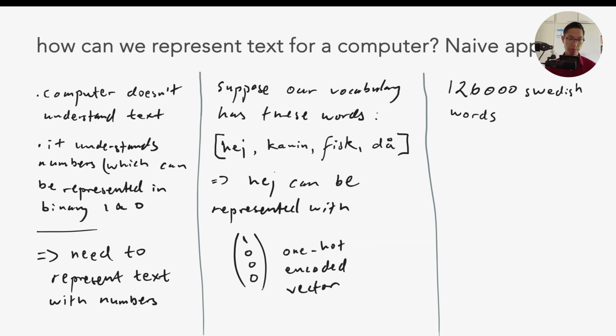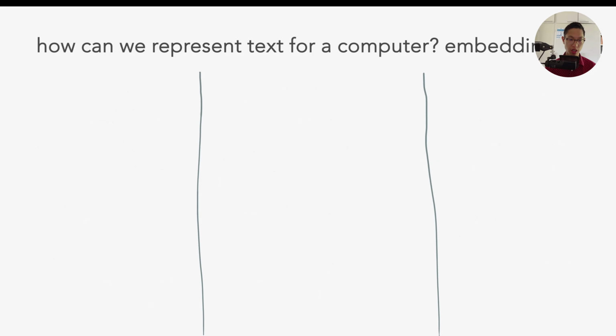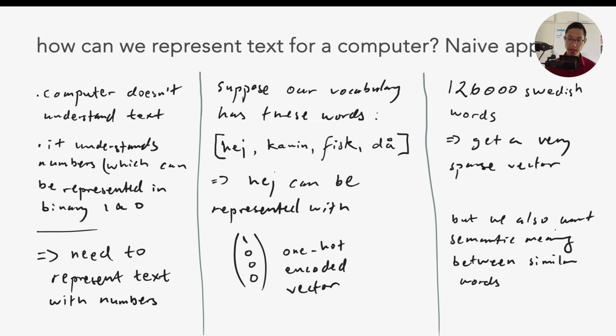Is this a good approach? That is the question. We'll get a very sparse vector. That means that we have a lot of zeros and just one. But we also want to have some semantic meaning between the words. What does semantic meaning mean? For example, we have the word hello and the word bye. They should be somewhat close to each other as both are about greeting. How are you? Maybe should be close as well. While a rabbit and a dog should be somewhat close to each other as both are pets.